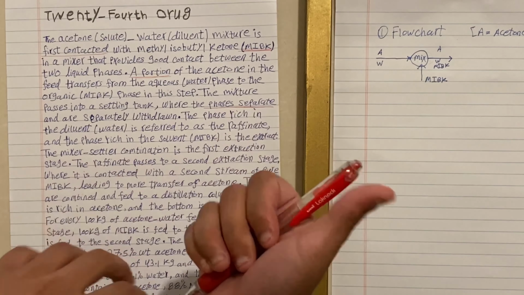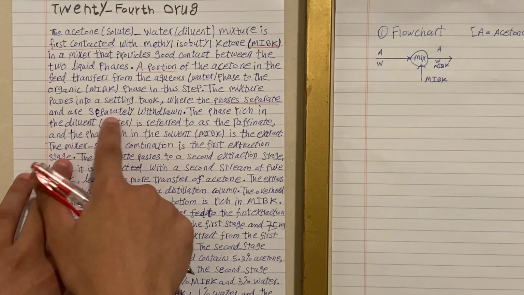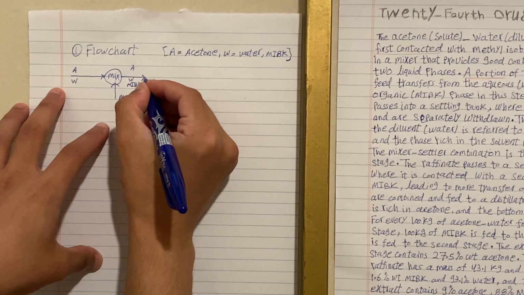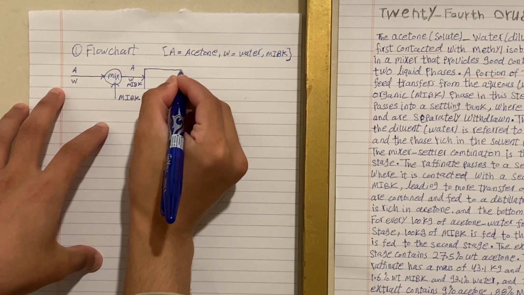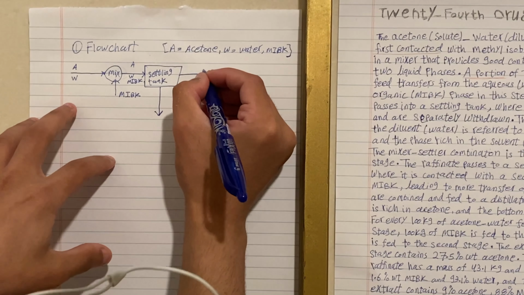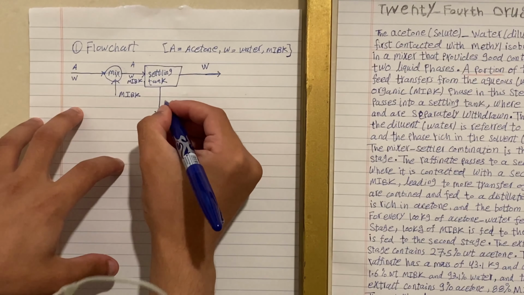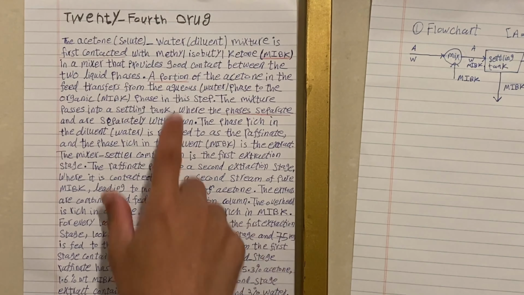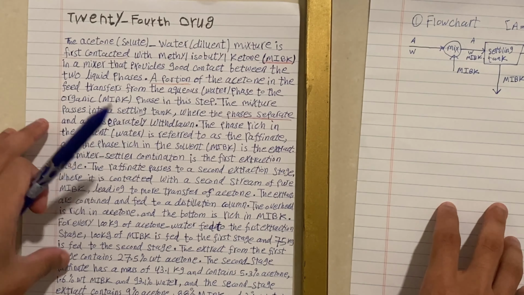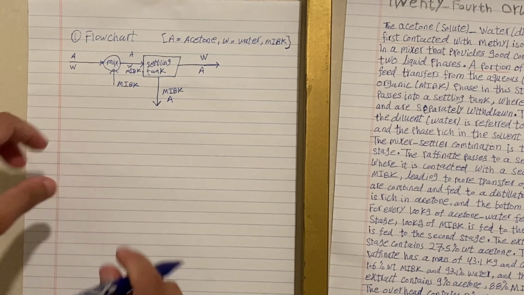The phases, which is the aqueous, and the organic, which is the MIBK, will be separated and will be separately withdrawn. This stream that contains A, W, MIBK will go inside a settling tank and it will separate three components into two phases. This phase will be the aqueous phase, which contains water, and the other phase is the organic phase, which is the MIBK. And it was mentioned that a portion of the acetone in the feed will transfer from the aqueous to the organic phase. We will have a small amount of acetone here, and acetone will go with the MIBK.